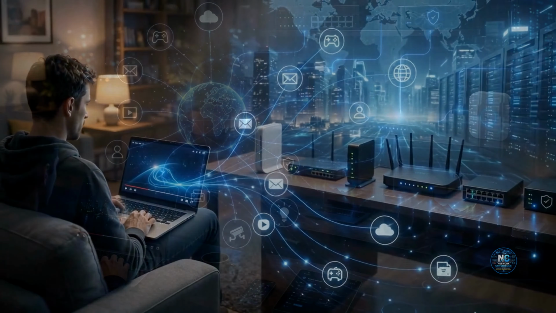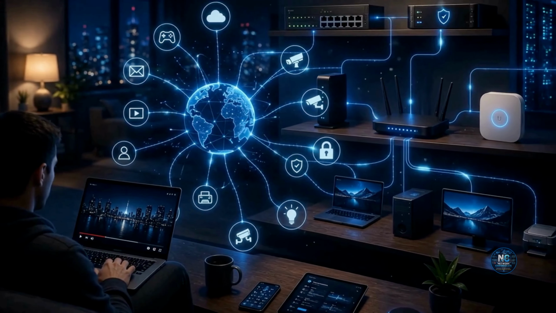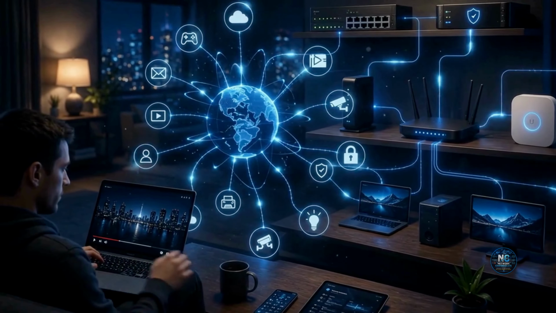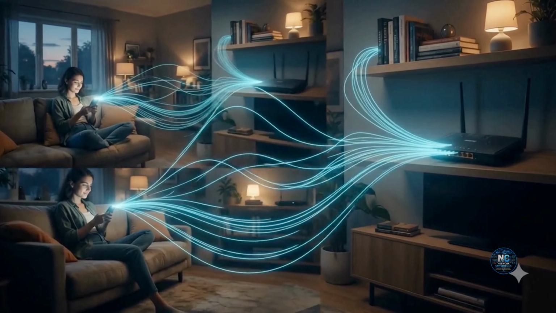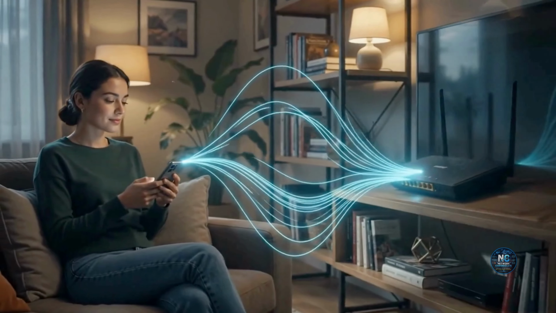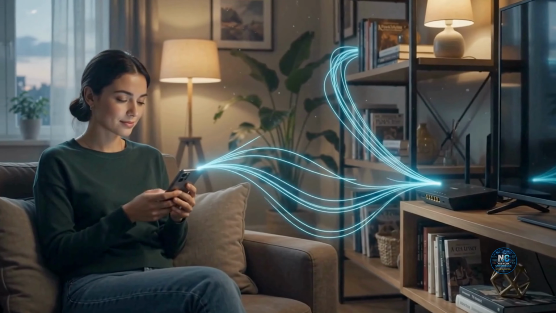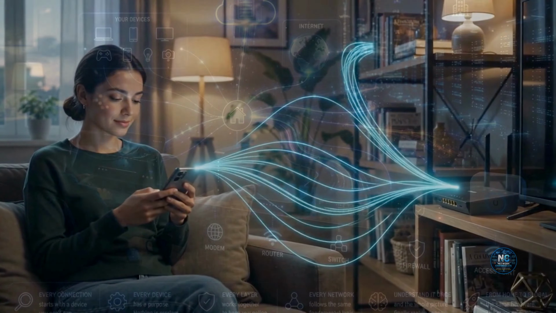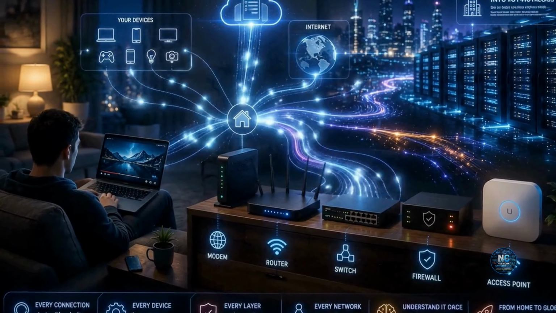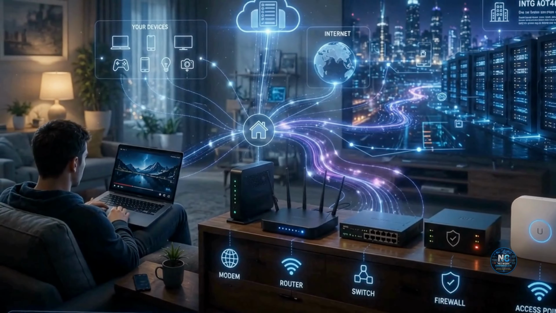But every single one of these boxes has one specific job. And once you understand what each one actually does, the entire concept of the network stops being a mystery and starts being a machine you can actually picture. In this episode, we're breaking down the core hardware that makes every network, from your home Wi-Fi to a global enterprise, actually function.